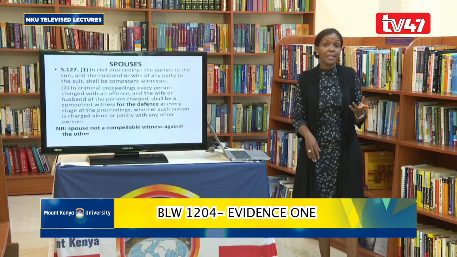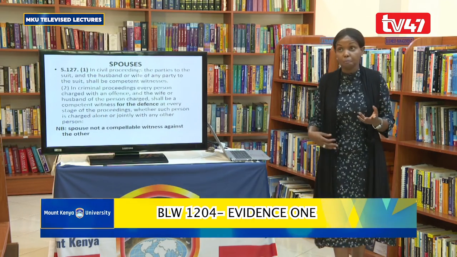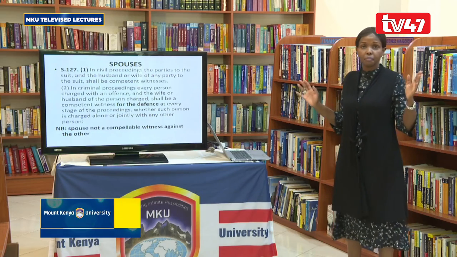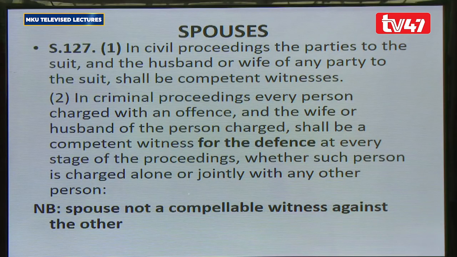The other category of witnesses, spouses. Now, Section 127, civil proceedings. It's very direct. In civil proceedings, the party to the suit and the husband or wife of any party to the suit shall be competent witnesses. No problem. So in civil proceedings, it's clear. In criminal proceedings, subsection 2, every person charged with an offense and the wife or husband of the person charged shall be a competent witness for the defense.